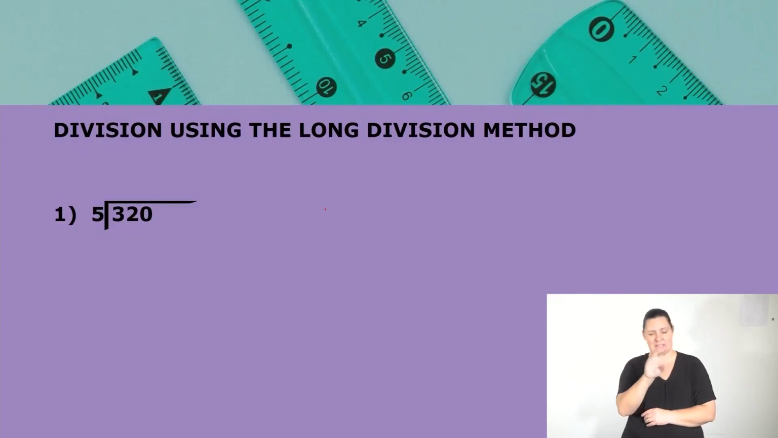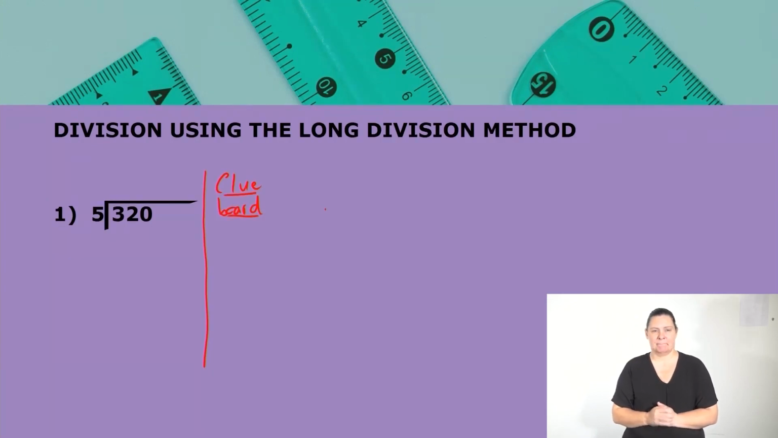Welcome back. Let's continue with our calculations. So let us now look at division using the long division method. So now I have here 320 divided by 5. To make this easier for us, we are going to use our clue board.